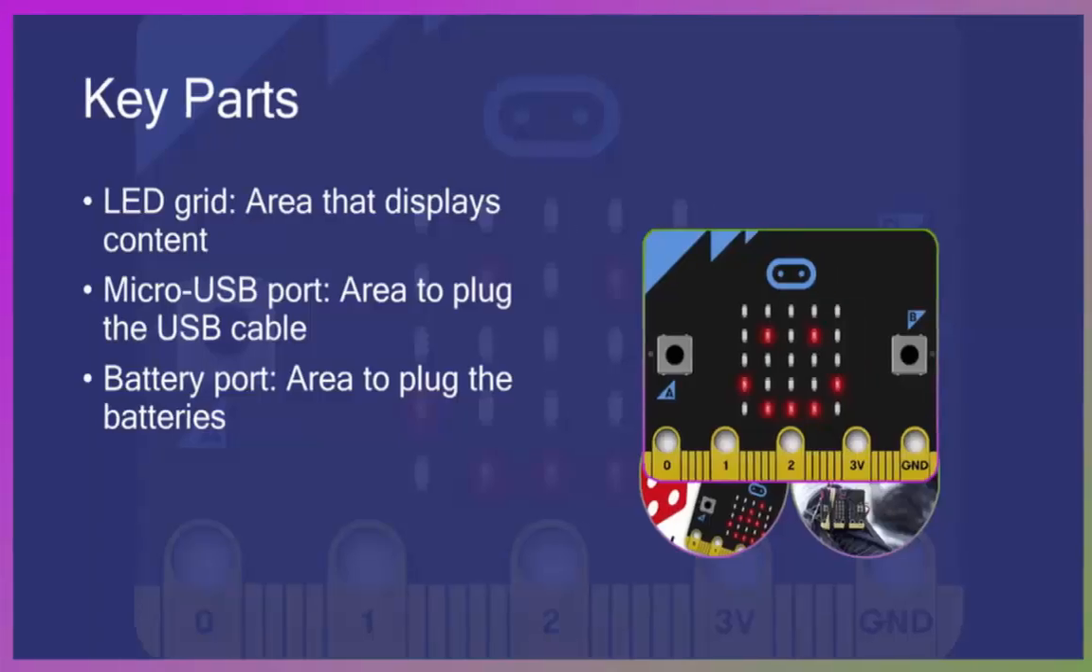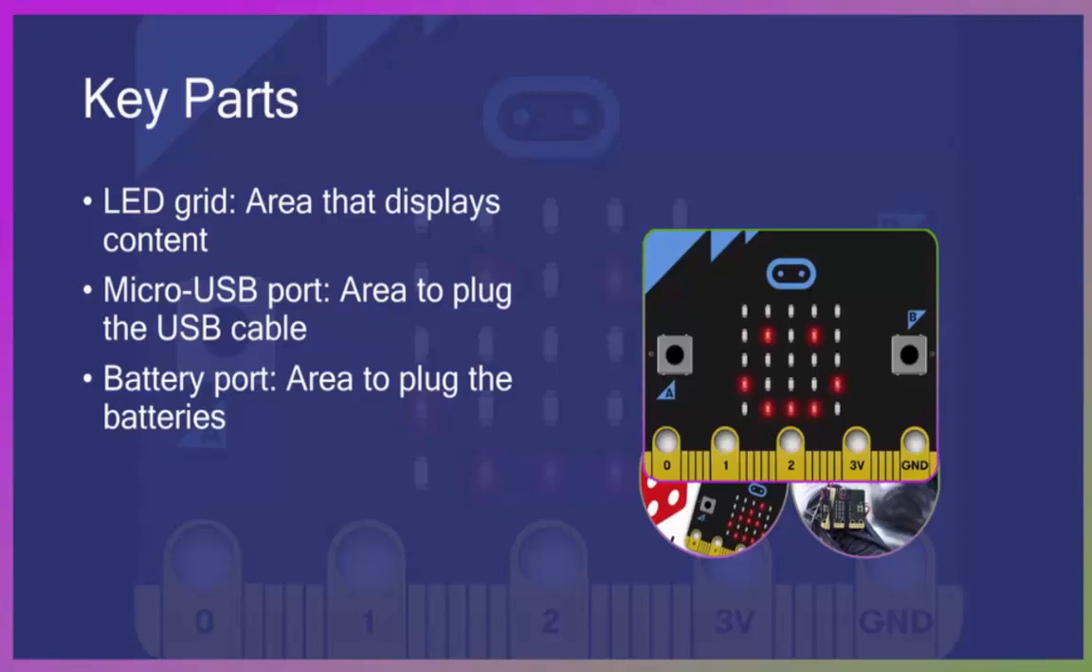Some key parts of the microbit. If we look at the top of it, it has an LED grid. That is the area that displays content. So if we look at all of these areas where these little dots are, those are lights, and that is the LED grid. There is the micro USB port. That's where we will connect our cable to the microbit so that we can connect it to the computer so that we can download code to the microbit.